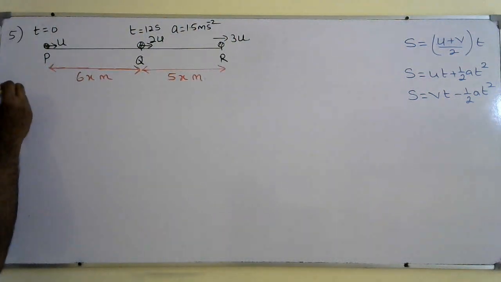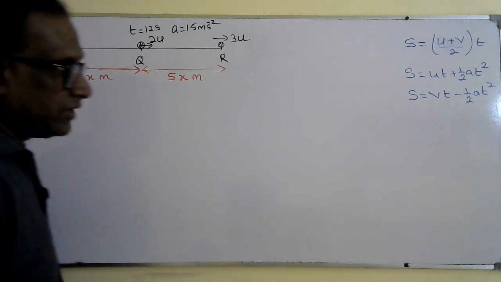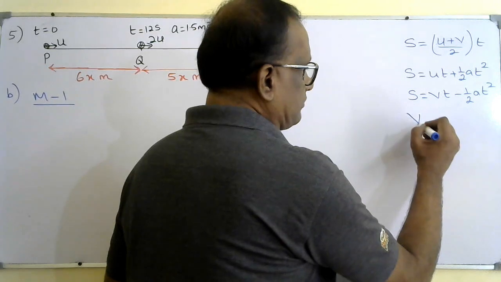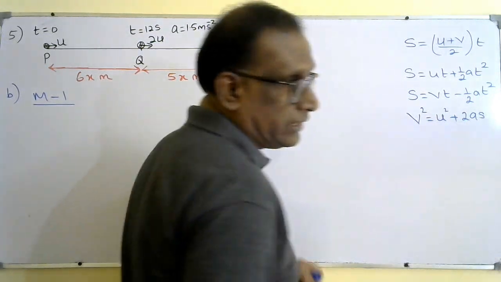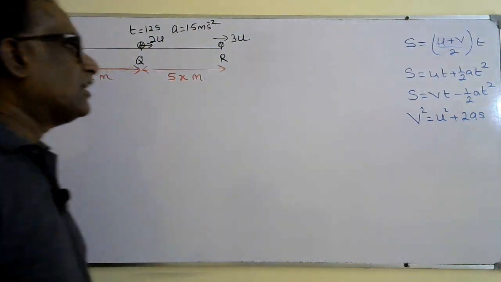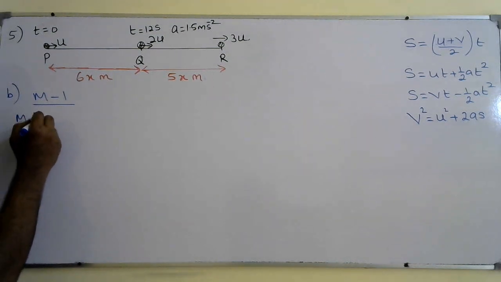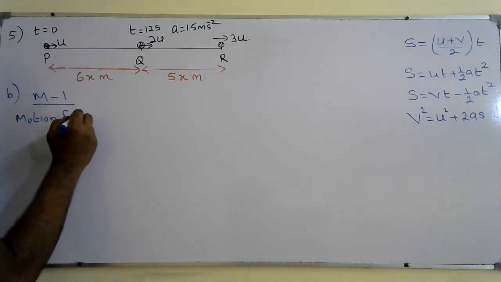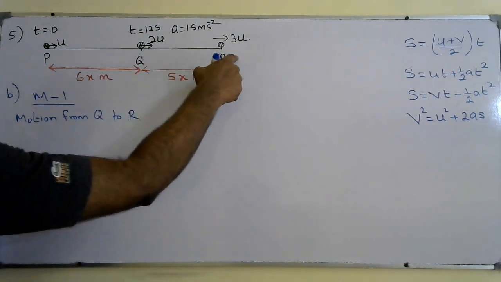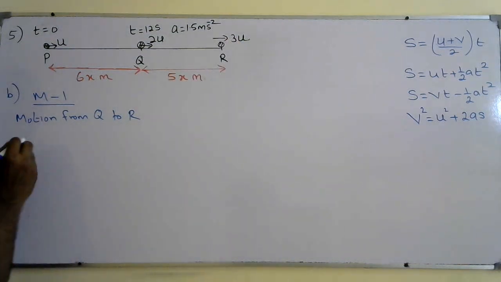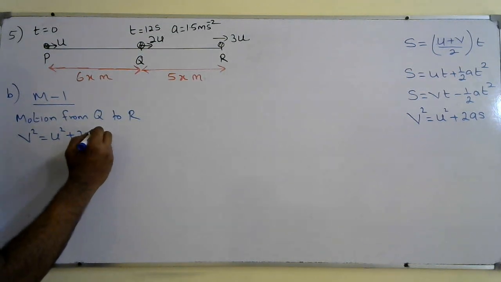So first method, B part, method 1, M1. We have another equation, v squared equals u squared plus 2as. That's also one of the well-known equations of motion. If I use that one, it will be easier. So for the motion from Q to R, R is the final point where the velocity is 3u. So I'm going to use v squared equals u squared plus 2as for the motion from Q to R.